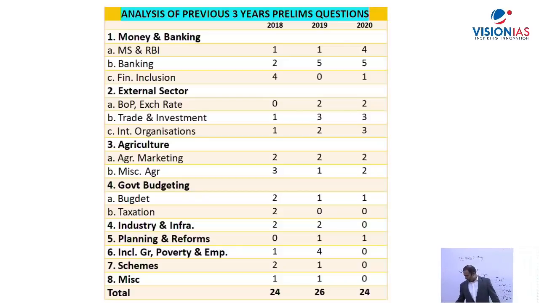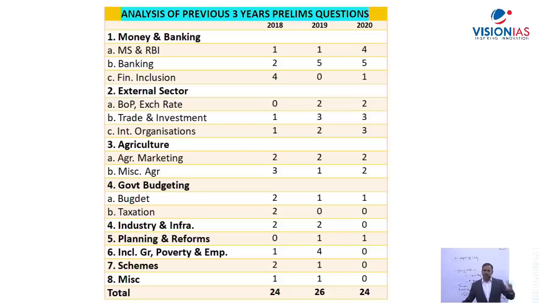Like this year, as I told you, they have asked about public investment in agriculture. Which of the following is included in public investment in agriculture? Another was actually about the increase in the price of rice. Which thing will increase the price of rice? Another is MSP. There was a question on MSP.